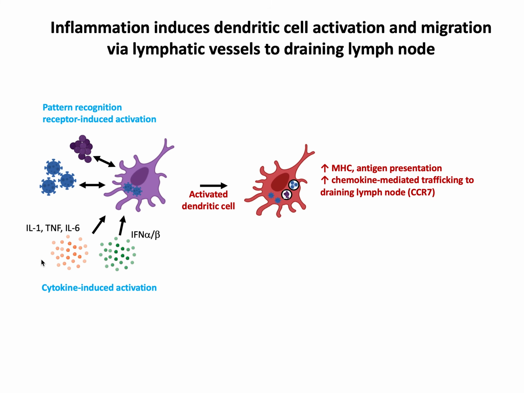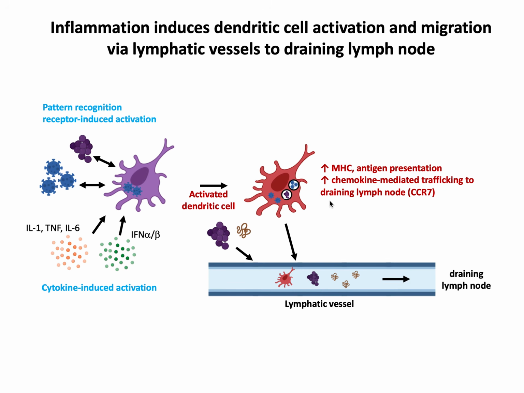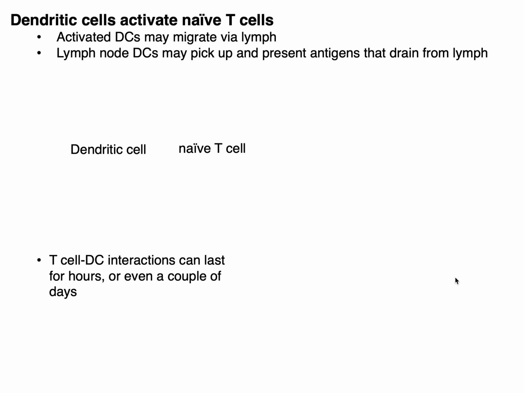And when that happens, the dendritic cell becomes activated. It increases its ability to present antigens, and it upregulates chemokine receptors that allow for its trafficking to the draining lymph node. Once it gets into the lymph, it will carry those antigens that it has taken up to the draining lymph node and present them to T cells. And bear in mind, the lymph can also drain all sorts of other things, such as pathogens themselves or pathogen products, and carry them to the draining lymph node.